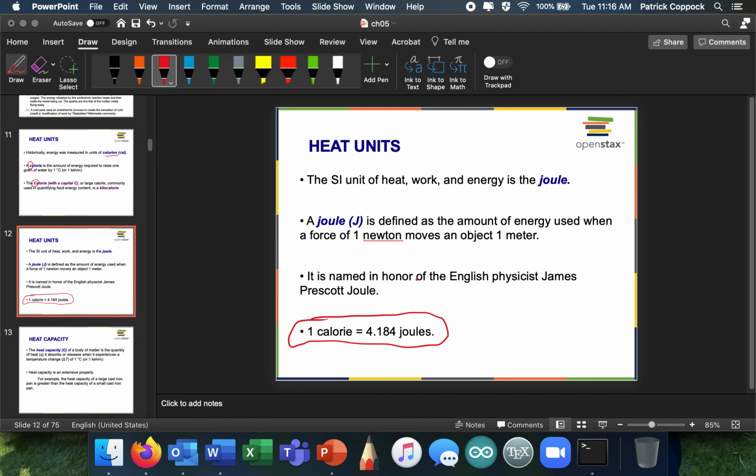So a joule is defined as the amount of energy used when 1 Newton moves an object 1 meter, Newton meter, okay? So that's the definition of a joule, a Newton meter.